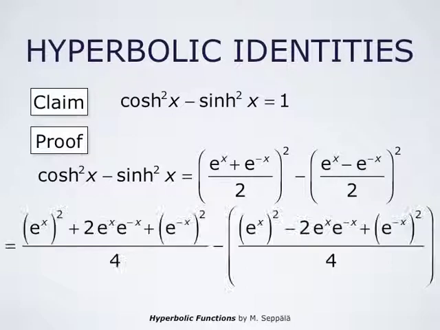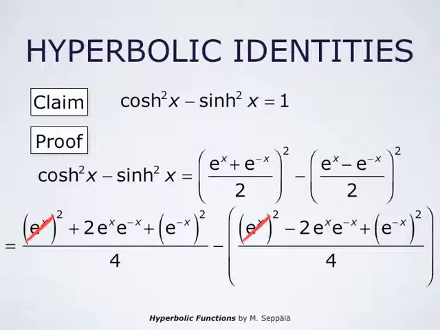Now we simply expand the brackets. We get from the first term e to the x and that squared plus 2 times e to the x times e to the negative of x plus e to the negative of x and that squared. Observe that e to the x times e to the negative of x is of course 1. So this first term is really e to the x and that squared plus 2 plus e to the negative of x and that squared. From the second term we have e to the x squared minus 2 times e to the x times e to the negative of x plus e to the negative of x and that squared. And of course everything divided by 4 when we expand the brackets.